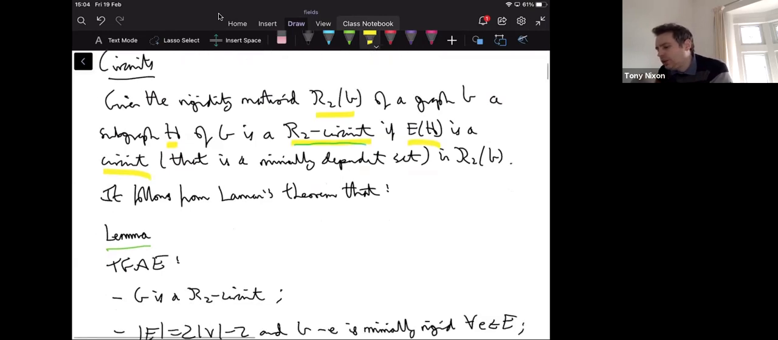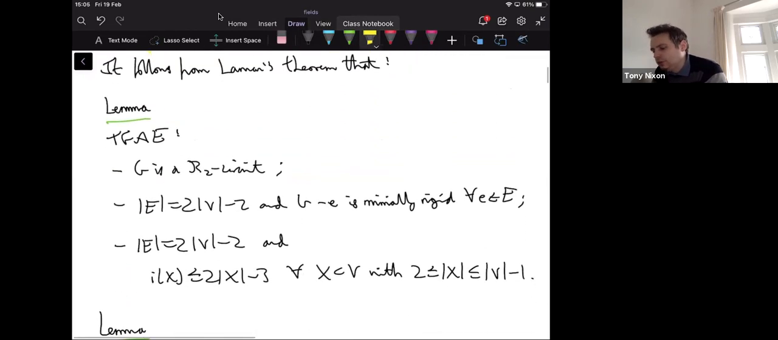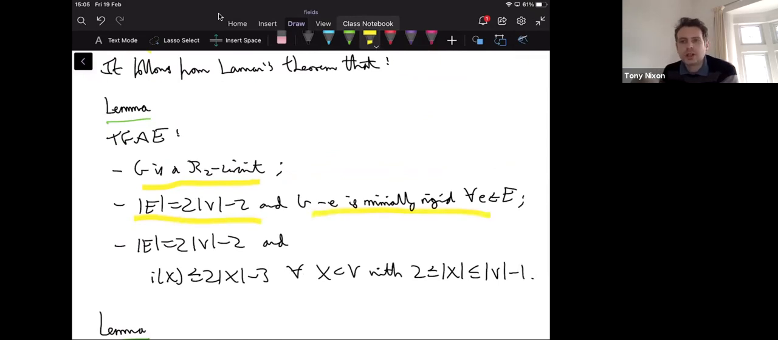And what we're really going to do is think of circuits in this matroid as just purely a graph theory condition because we're going to use the Pollaczek-Geiringer-Laman theorem. Okay, so as a corollary of the Laman theorem, you can deduce the following. So a graph is an R2 circuit if and only if it has 2v minus 2 edges. And if you take any one edge away, you're minimally rigid. It doesn't matter which edge you pick, you take any one of them away, you get to a graph with E equals 2v minus 3.